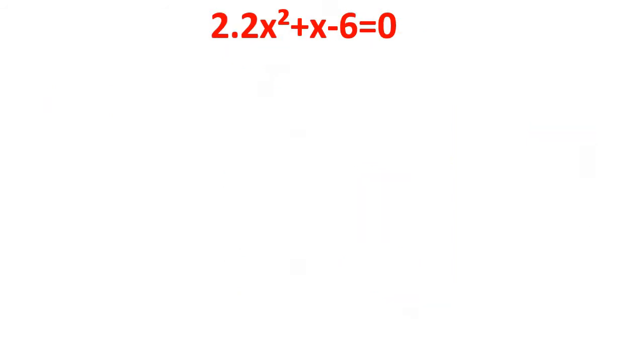Let us move to the next problem. 2x square plus x minus 6 is equal to 0. Now here the coefficient of x square is 2 and the constant is minus 6. So we have to multiply the coefficient of x square and the constant. Plus into minus is minus, so we will get minus 12. 6 2s are 12. Then we have to find the factors of 12, so that we have to get the middle term plus x.